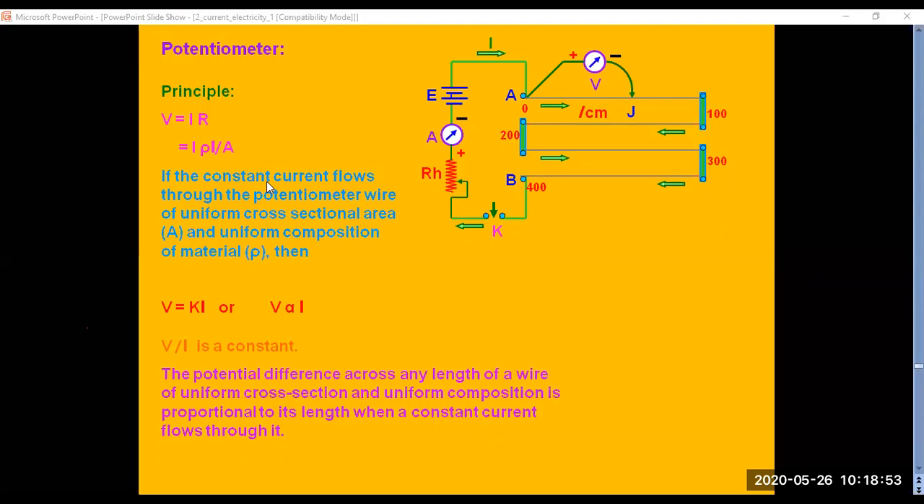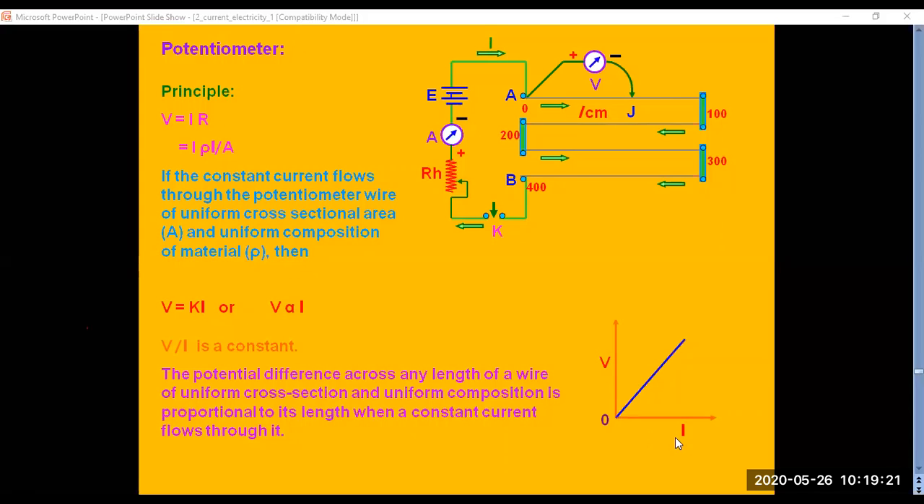So what is a potentiometer? One word answer: a device which can measure the EMF. What are its uses? It is used to compare the EMF of two or more cells. What is its principle? It works on the principle of Ohm's law. That is, V is equal to IR, or V is proportional to I, or V by I is a constant. So this is the principle, and this is your schematic diagram.